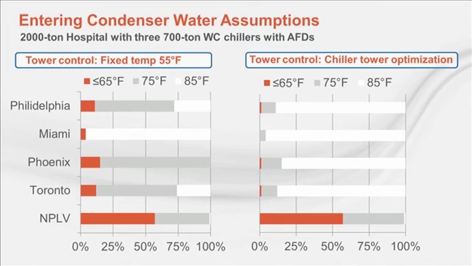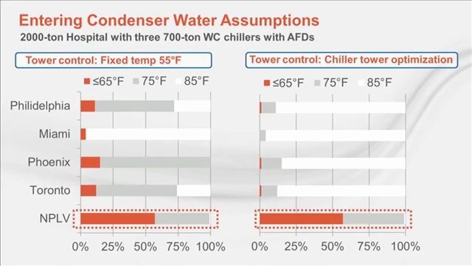Now, this might seem like a bad thing. Intuitively, we know as entering condenser temps go up, so too does the chiller kW. But remember what Mick just showed us. Higher entering temps can help reduce total system energy. Again, at the bottom, we show you the MyPLV assumptions for entering condenser water temperature. And again, the MyPLV assumptions are nowhere near the predicted values for any of these locations. You'll also notice the MyPLV assumptions are the same regardless of your tower control.